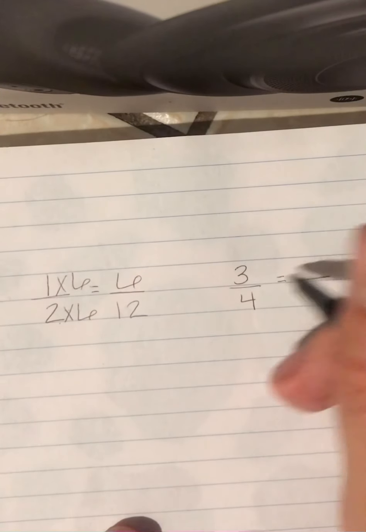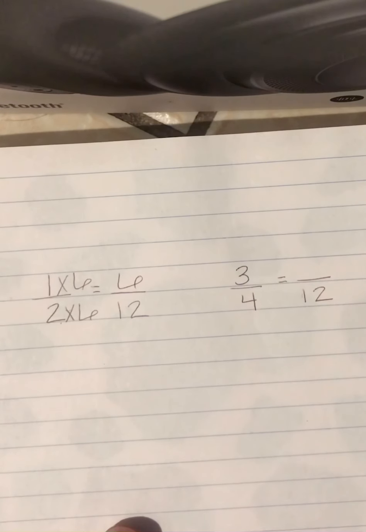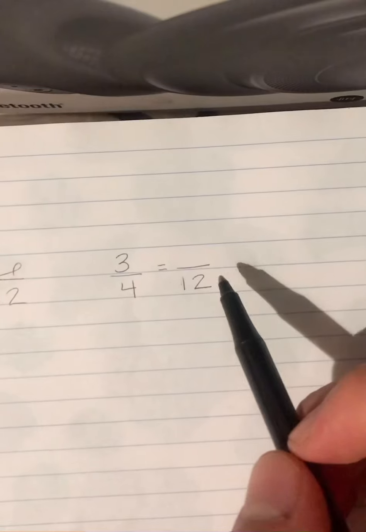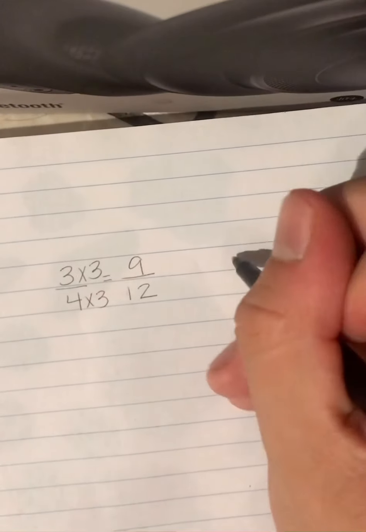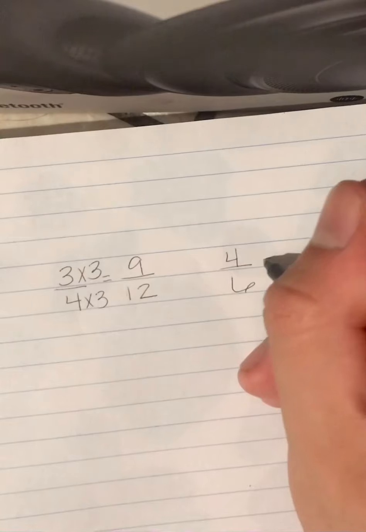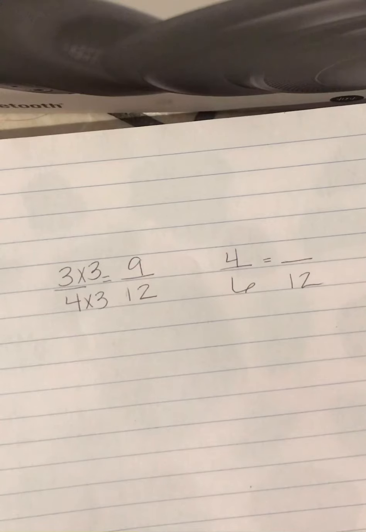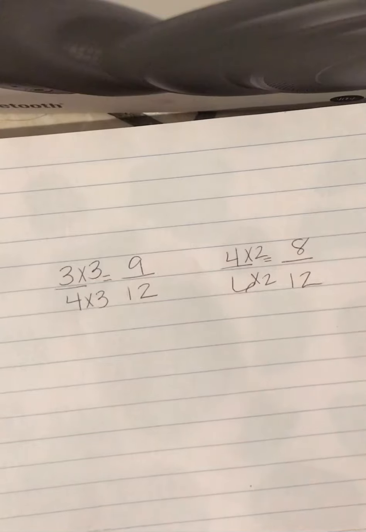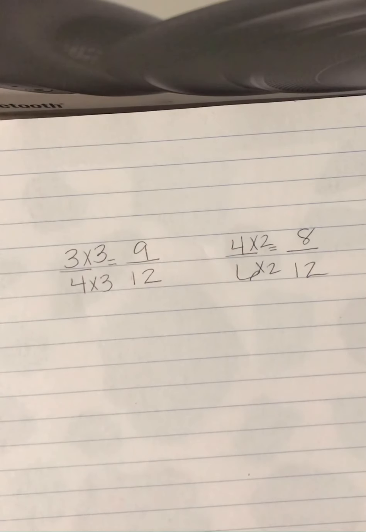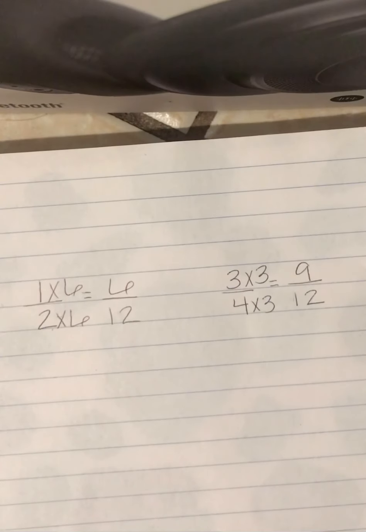I will do the same thing with 3 over 4. 3 over 4 will be equal to a new fraction with a common denominator of 12. How did 4 convert into 12? 4 times 3. Whatever I do to the bottom, I do to the top. 3 times 3 is 9. And last but not least, I have 4 over 6. That will also be set equivalent to another fraction with a denominator of 12. 6 times 2 is 12. 4 times 2 is 8. Now I have 3 new fractions with a common denominator of 12: 8 over 12, 9 over 12, and 6 over 12.